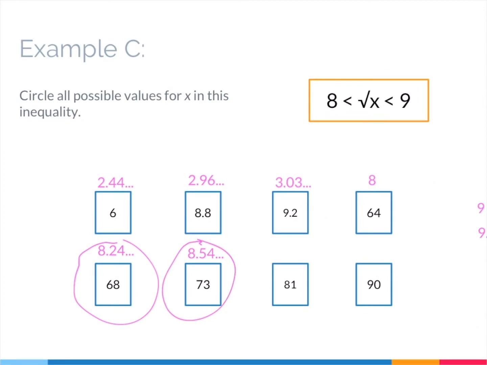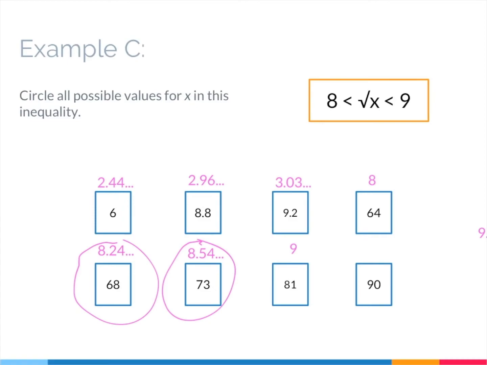Now again, I'm going to hit the square root of 81, and I know that is a perfect square. That perfect square is 9. So again, we run into the same problem that we ran into with 8. 8 is not less than 8, and 9 is not greater than 9 or less than 9. It's exactly 9. So it's not between 8 and 9, so it is not a correct answer.